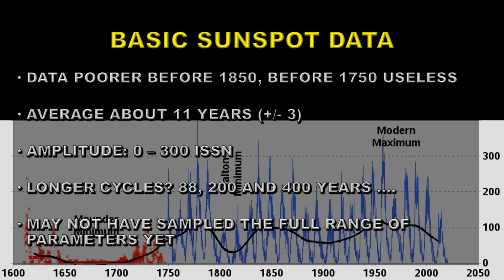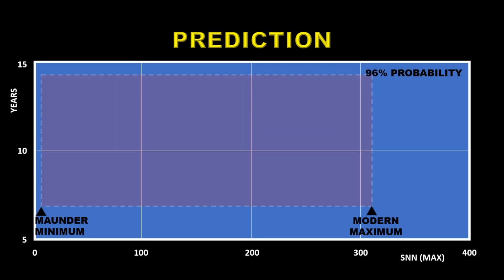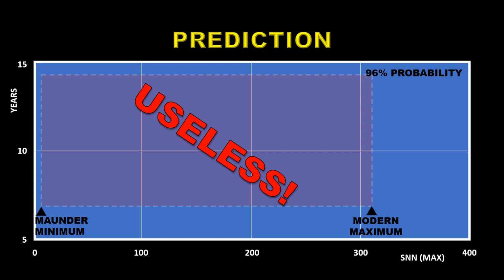So where does this leave us as far as our prediction is concerned? If we take these parameters, we can make a prediction. And you'll see this plot several times during the talk. What it is, is the predicted maximum along the x-axis and the length of the cycle along the y-axis. And given the parameters I just gave you, that would be our prediction. Now it has the advantage that it has a 96% chance of being right. However, it is not particularly useful. In fact, it is useless.